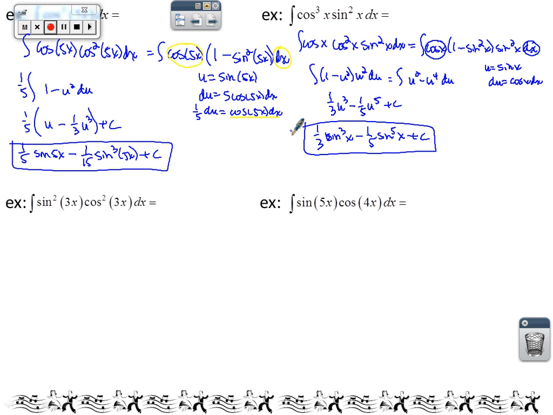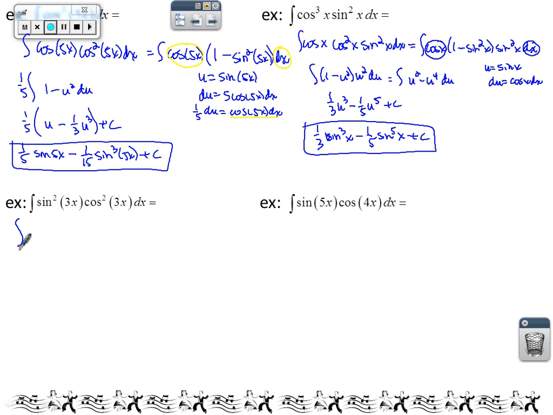So the advice they give us is, if the powers of both sine and cosine are even, use these identities. All right, so we're going to use the identities on the previous page. Cosine squared is 1 plus cosine 2x over 2. And sine squared is 1 minus cosine 2x over 2. So we're going to use those. We're going to immediately rewrite.